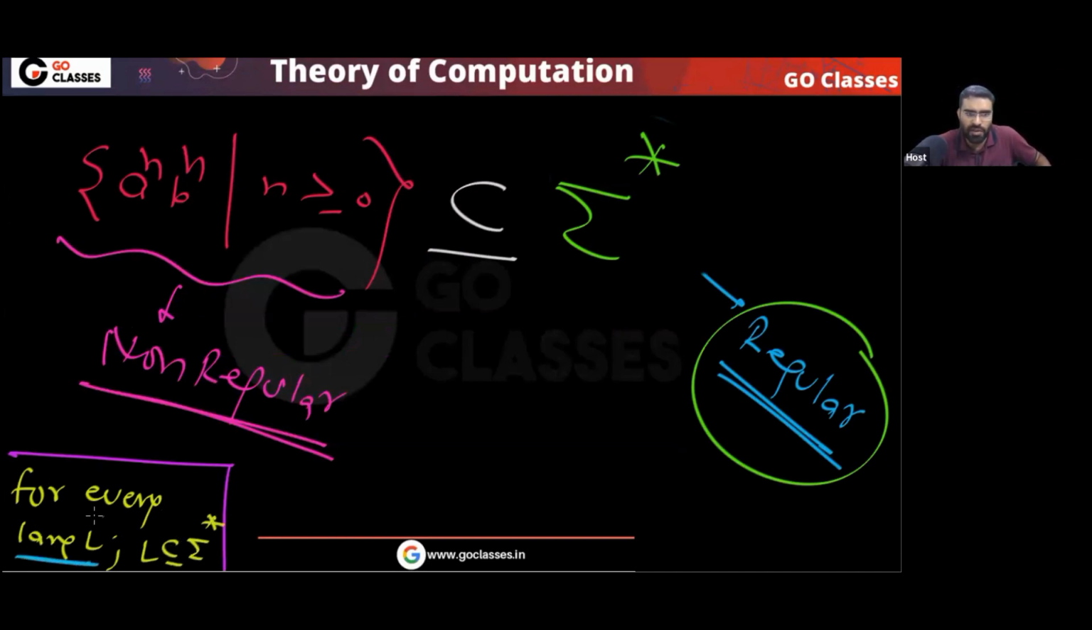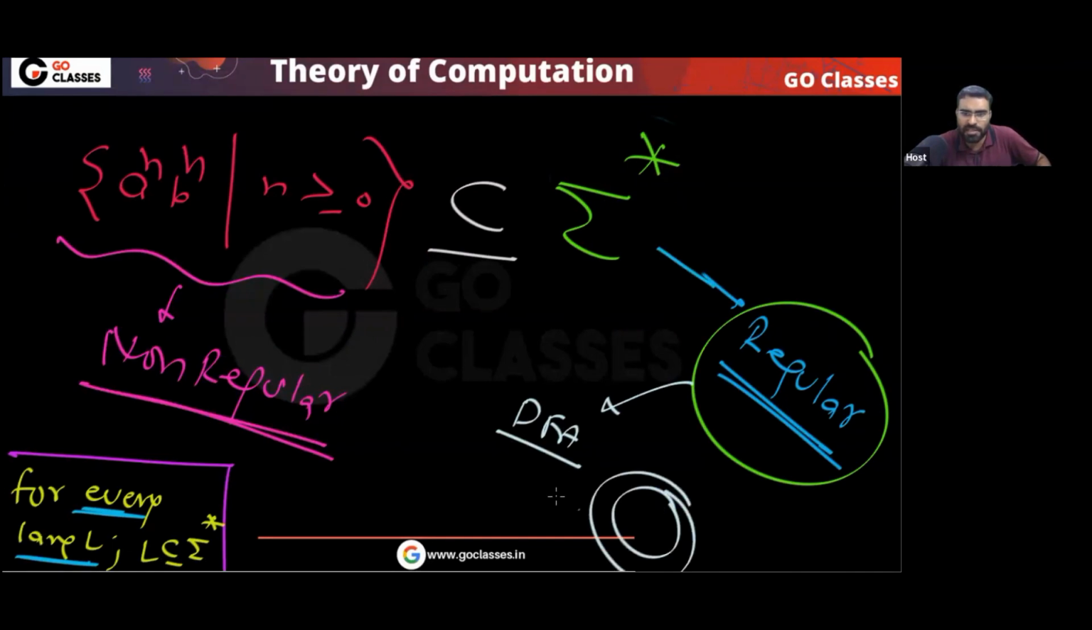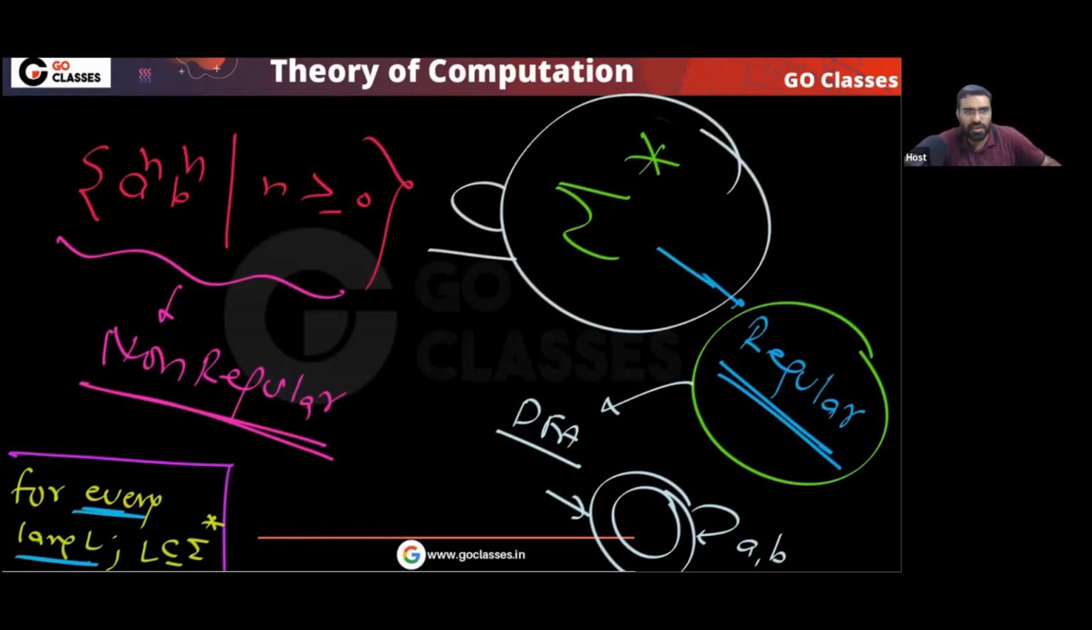For every language, I can say L is a subset of sigma star. You can notice this sigma star is regular because you can create a DFA. Tell me why this is regular? What will be the DFA for this language? The DFA will be like this. This is the DFA for sigma star. Yes or no? So you can see this is a regular language.